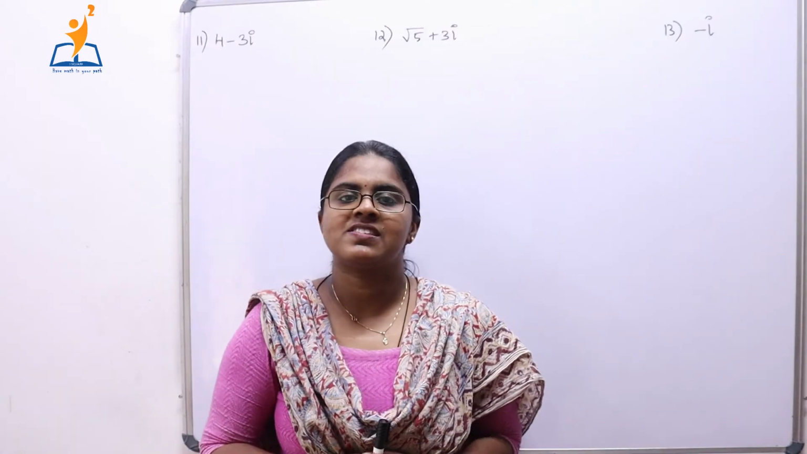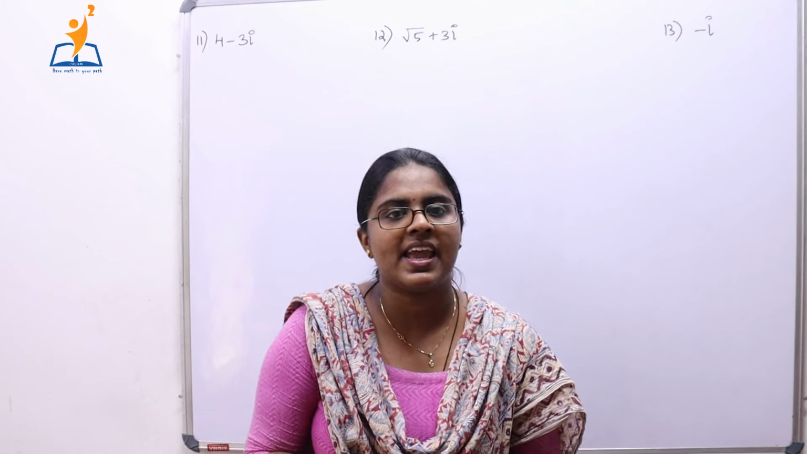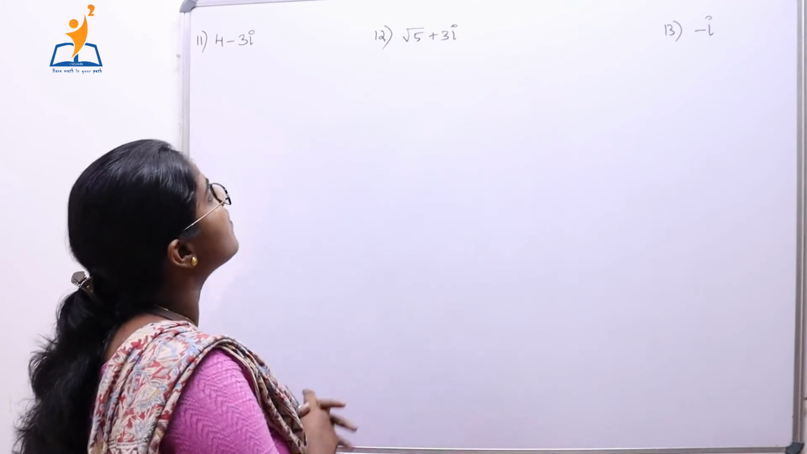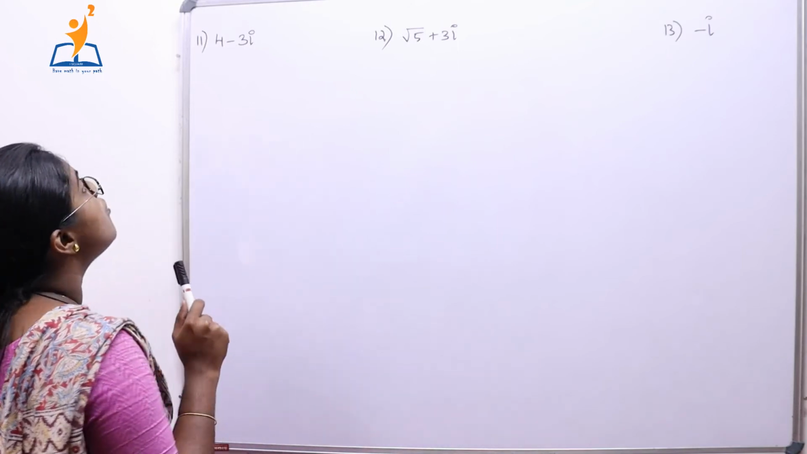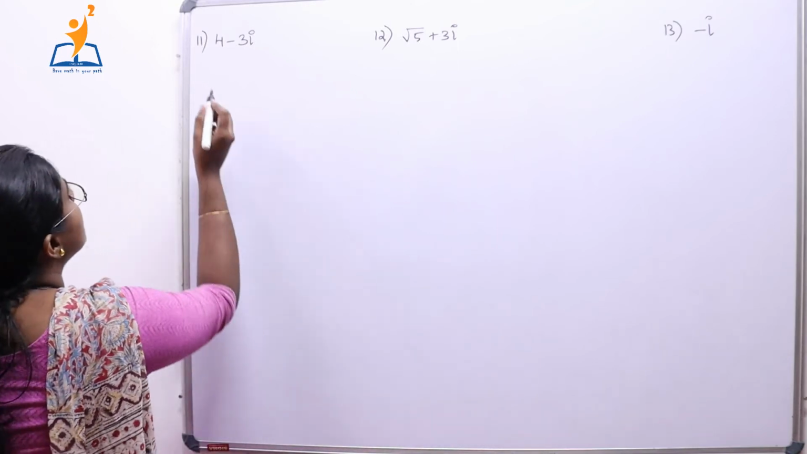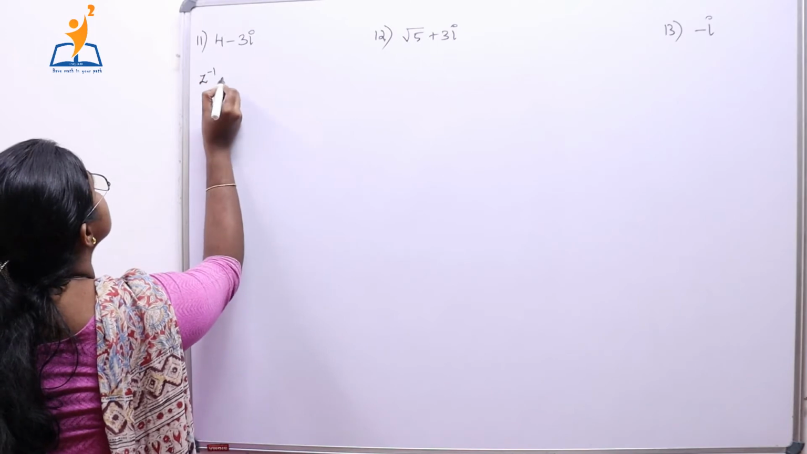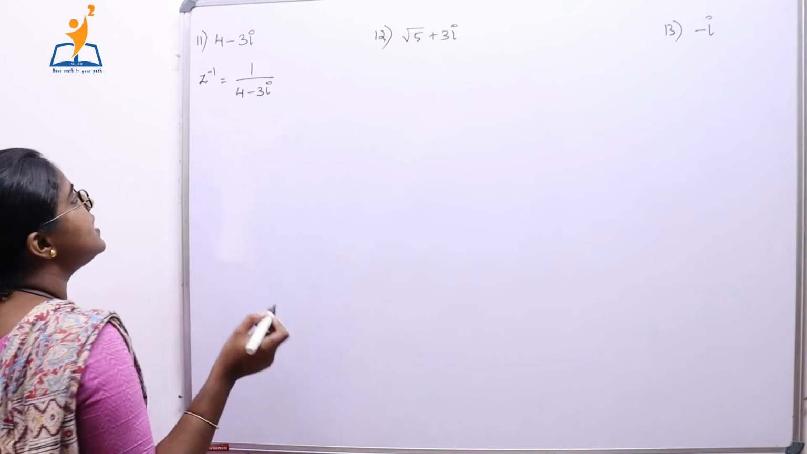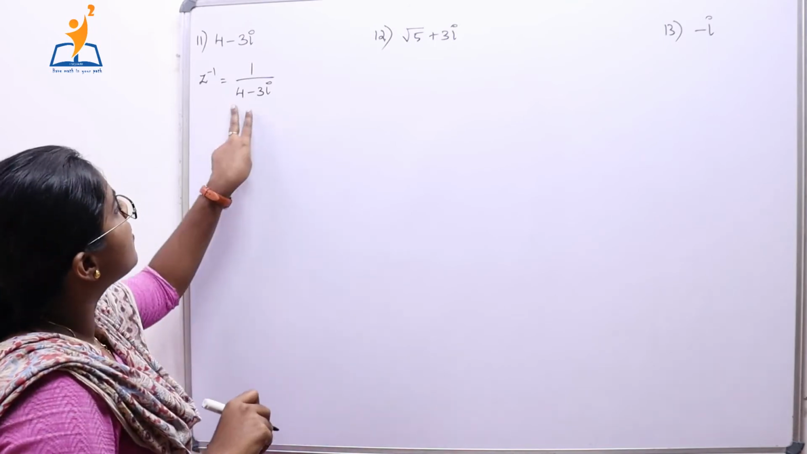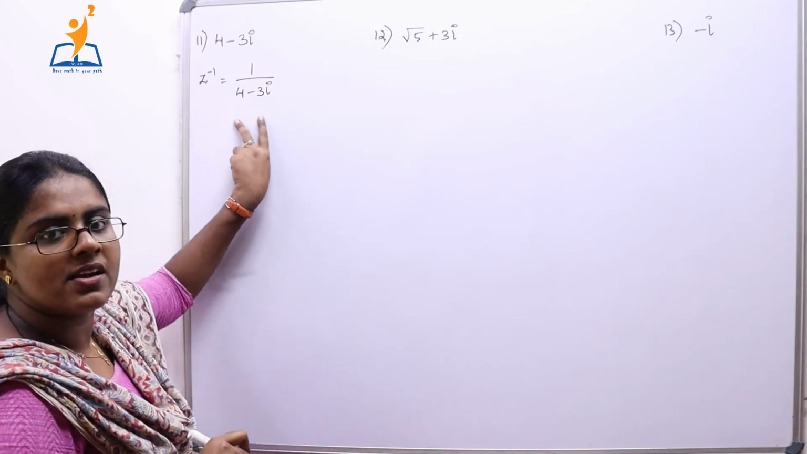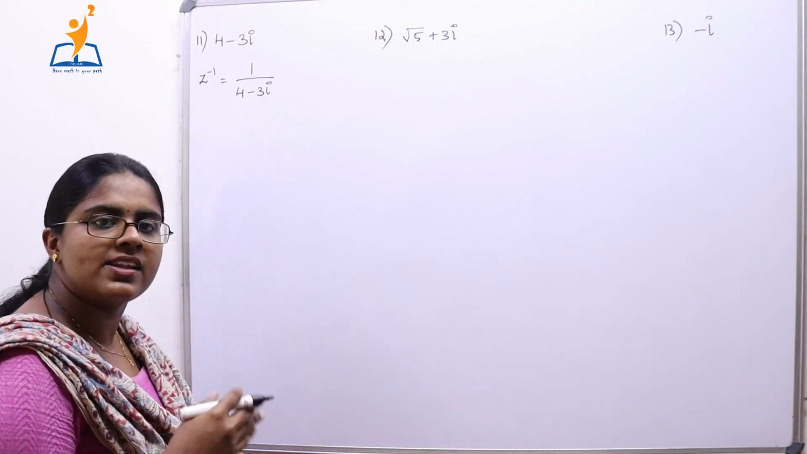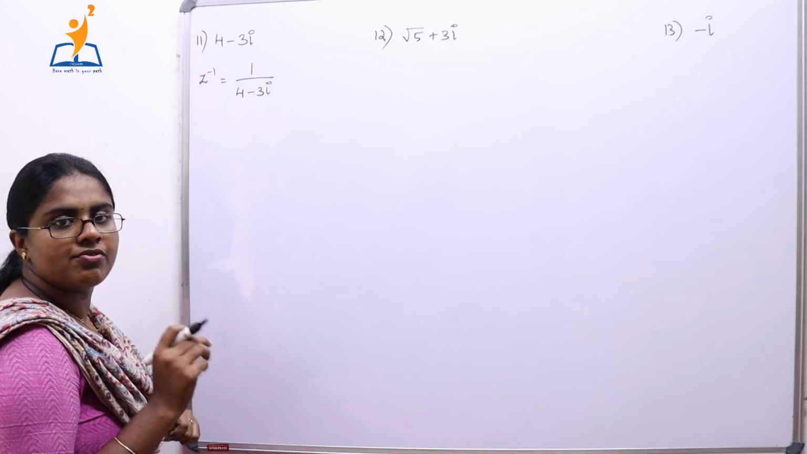Now these questions are to find the multiplicative inverse. We have to find the multiplicative inverse of the given complex numbers. First of all, 4 minus 3i. We know that its multiplicative inverse, z inverse is 1 by 4 minus 3i. To find the multiplicative inverse, we have a complex number in the denominator. So we want to multiply both numerator and denominator with the conjugate of the denominator.